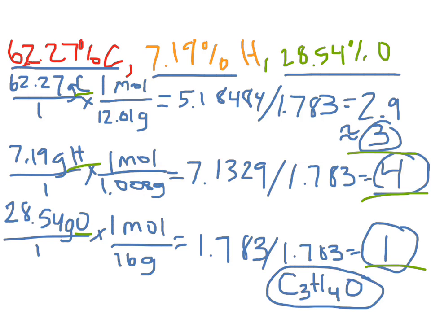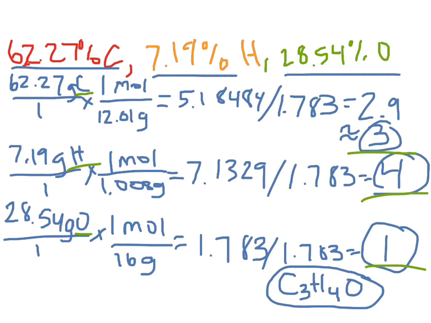And that's your compound. Alright, so now we have our empirical formula, which we determined was C3H4O. I mean, not 0. It's O. C3H4O.